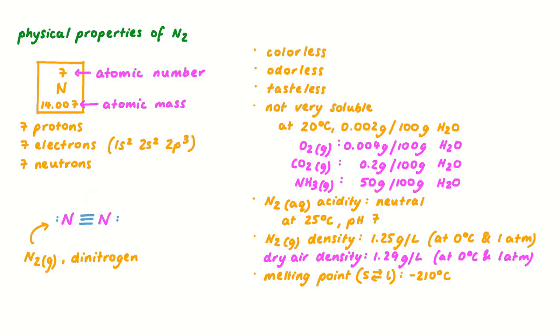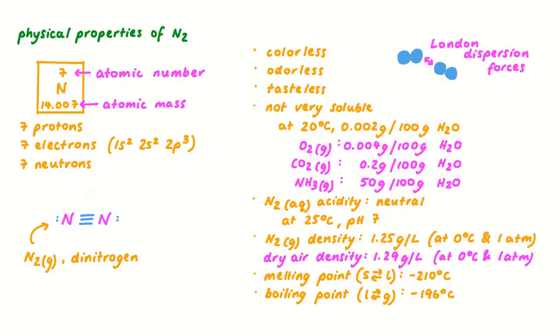The appearance of liquid nitrogen is similar to that of water. The boiling point of nitrogen is only 14 degrees higher, at minus 196 degrees C. This is the point at which a liquid converts to a gas or vice versa. It's also important to note that the only forces we see between molecules of nitrogen are London dispersion forces.